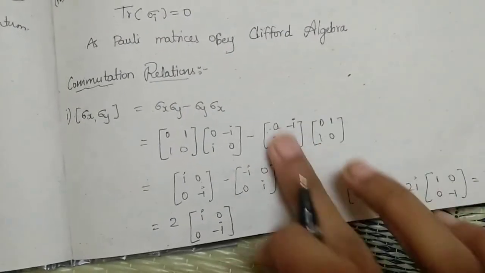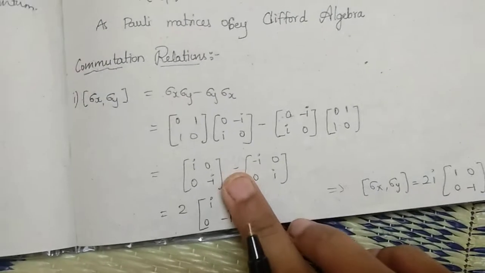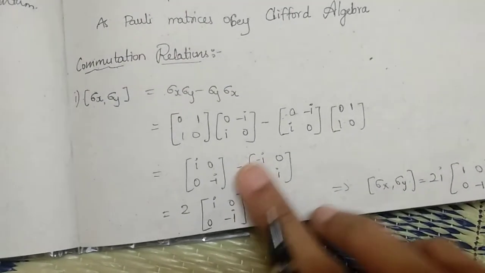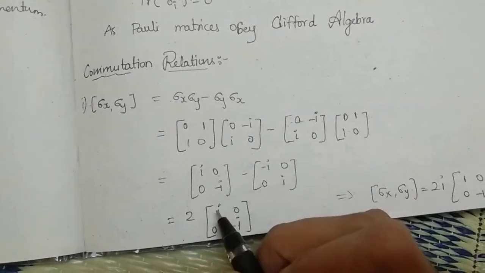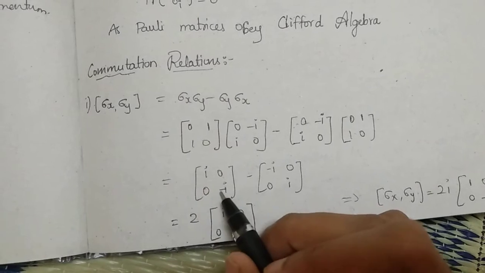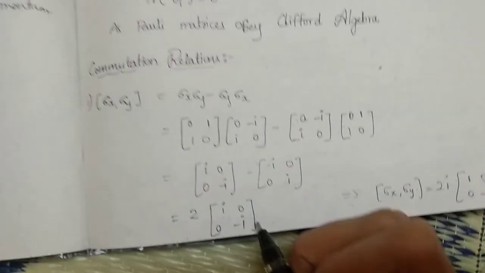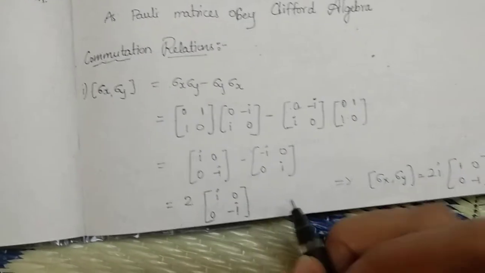So in the same way here also if we multiply we would get this. So here we are having minus sign here. So this is commutation, so minus into minus plus. So i plus i, 2i. And minus i, here also minus i, minus 2i. So 2 into i, 0, 0, minus i.